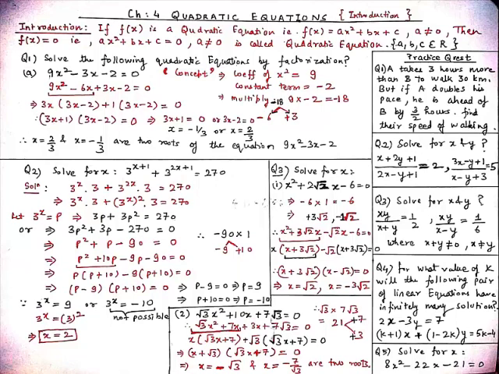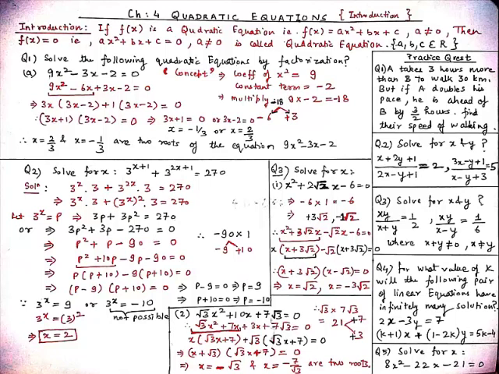As you know, a quadratic equation is in the form of ax square plus bx plus c, where a is not equal to 0 and a, b, c are real constants. Now we'll solve our first question for today, which is: solve the following quadratic equation by factorization. Our first question is 9x square minus 3x minus 2 equal to 0. In this question, we have to find the value of x.